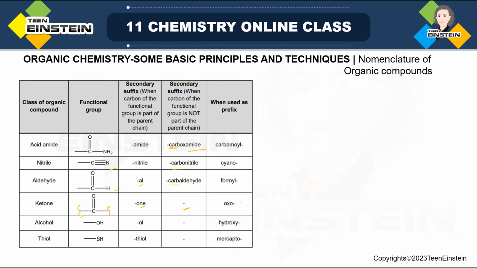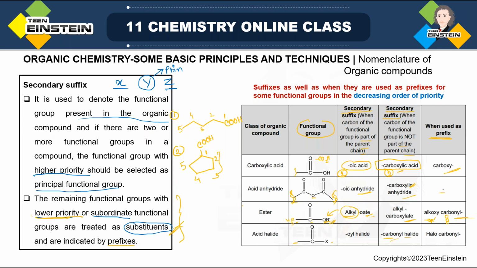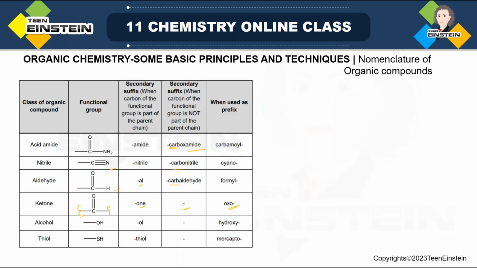And when it is treated as a prefix, sorry, one thing I forgot to mention. This point is very important here. Decreasing order of priority. That means the CO2H group will get more priority than this anhydride. Then anhydride will get more priority than ester. So as we are moving down in this table, gradually the priority is decreasing. So it is mentioned in blue color, decreasing order of priority. Okay. So here also it is just like that.